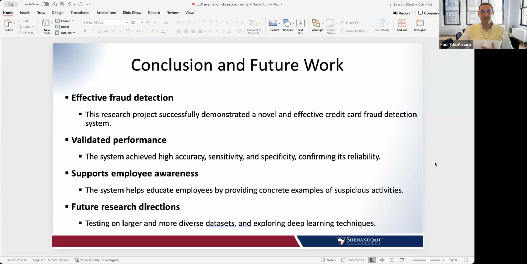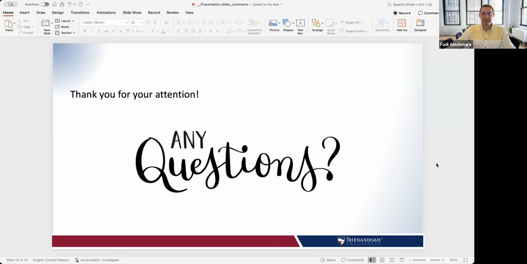Now, for the conclusion and future work, this research project successfully demonstrated a novel and effective credit card fraud detection system. The system achieved high accuracy, sensitivity, and specificity, confirming its reliability. The system helped educate employees by providing concrete examples of suspicious activities. And finally, as future work, we need to test on larger and more diverse data sets and also explore deep learning techniques.